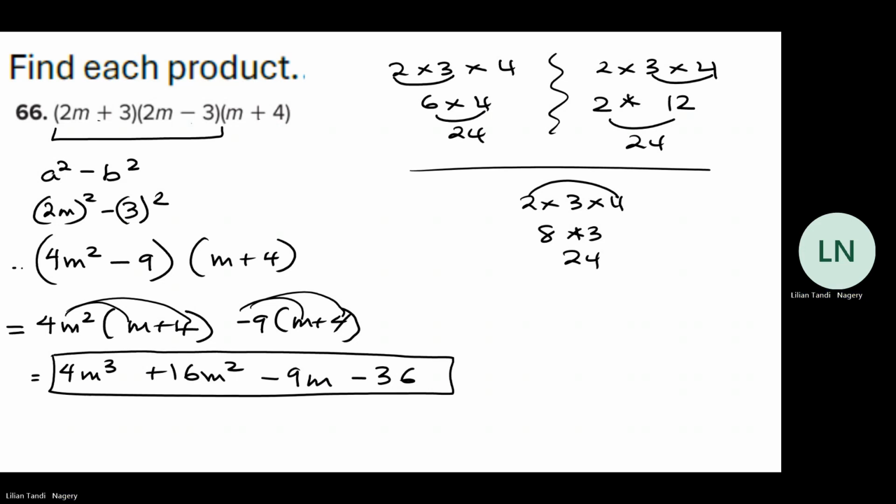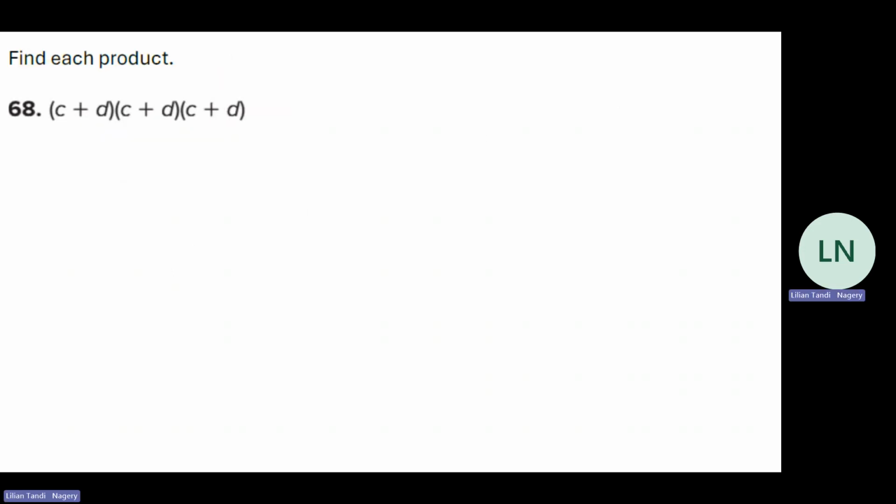Okay? All right. So here, make sure you write m plus 4. Here, you're going to write m plus 4. So we did this. We got that. Then now we did this. Okay? Same thing here. So I'm going to do this first. I'm going to do this first.